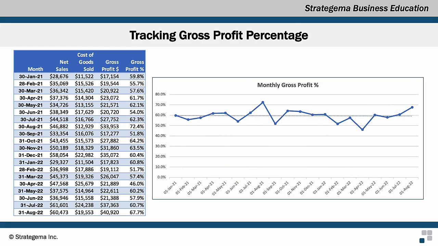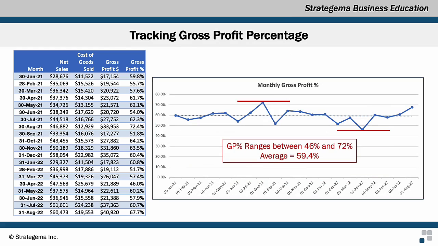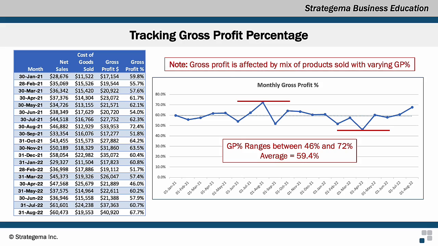Here we see the gross profit margin, or GP percentage, that ranges between 46 and 72%. That might seem like a wide range, however, this particular business carries a product mix with both high and low margins, which haven't been separated out from the aggregate data. Over the 20-month period, the average is just under 60%.